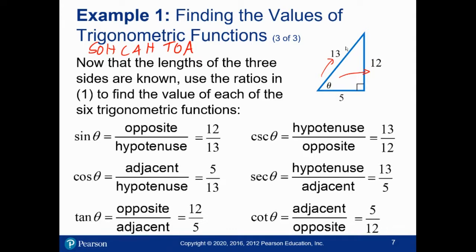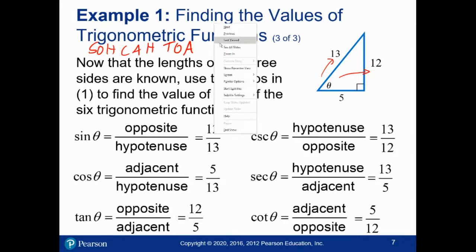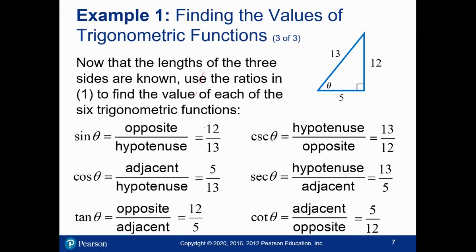Just review this, make sure that you can understand these various ratios. I want to mention something else about this picture, so I'm going to erase my marks. I could have called this angle here, let's call it alpha. Now, alpha is an angle in a right triangle, so I can ask, what is the sine of alpha?